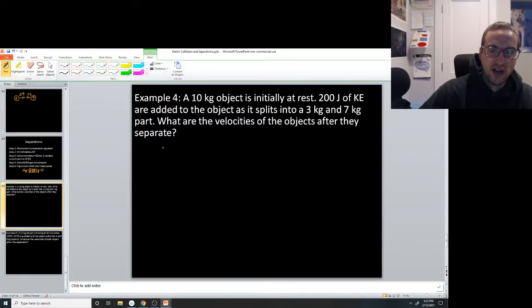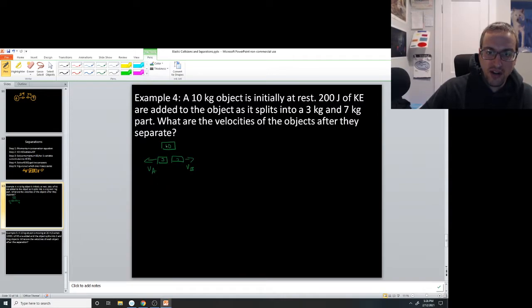Okay. All right. So we've got our object here. It's a 10 kilogram object, and then it's going to explode into two pieces: a 3 kilogram, and a 7 kilogram going this way. And I want to know what that VA and VB are. So step one, momentum conservation equation.